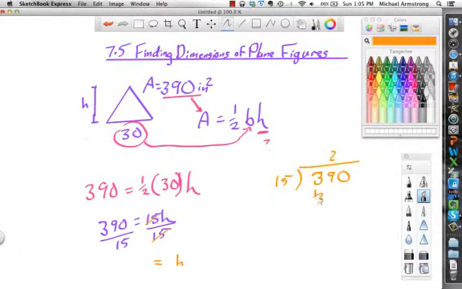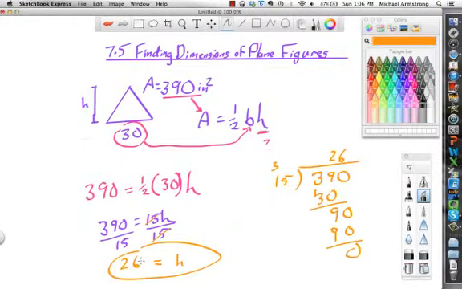2 times 15 is 30. That leaves 9. Bring down the 0. And then 15 goes into 90 six times. 6 times 5 is 30. 6 times 1 plus 3 is 9. Okay, so there's no remainder, so 26 is the answer. 26 equals h. And we can go back in and put that up if we want. 1/2 times 30 times 26, and that equals 390. That's how we check our work. Okay, so that's what we're doing.